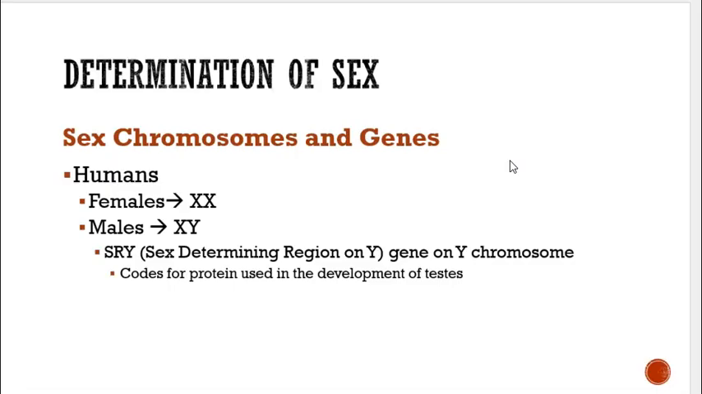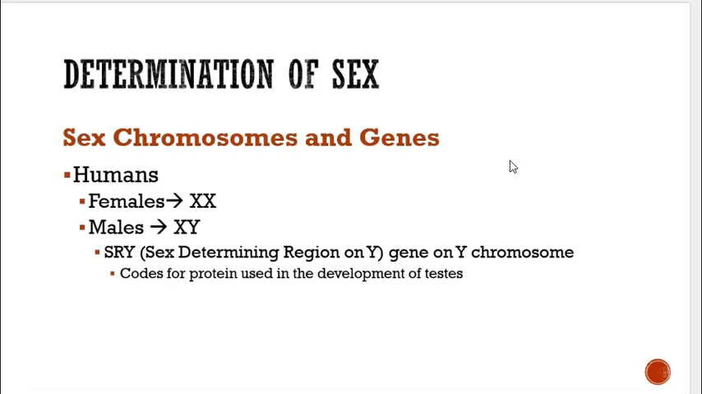Okay, so in humans, females have two X chromosomes, and the X chromosomes are a lot larger in size than the Y chromosome. So males have one X chromosome and one Y chromosome. The Y chromosome is a lot smaller in size compared to the X chromosome. So if you think about it, a female is going to pass on to her children an X chromosome, because that's all she has, two X chromosomes. A male can pass on either an X chromosome or a Y chromosome, right?